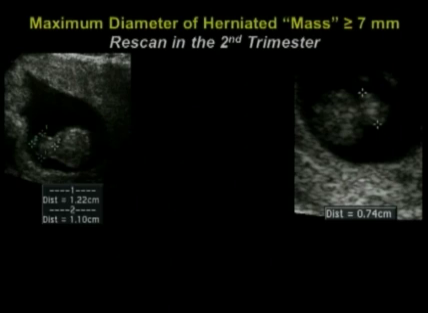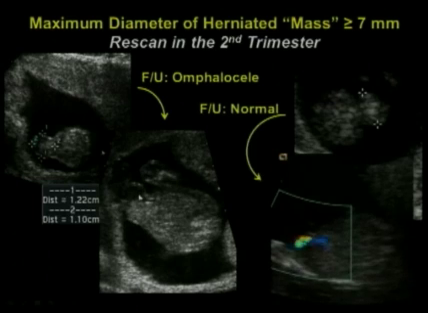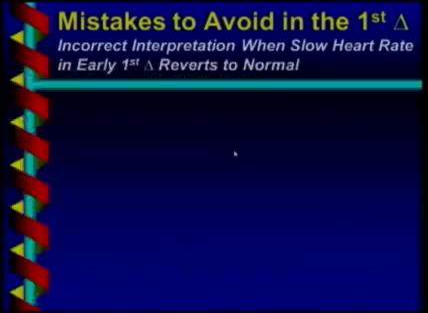On the other hand, here are two different women where the herniated mass is measuring over 7 millimeters. Here it's about 11 or 12. Here it's a little over 7 millimeters. In the infrequent case that they're over 7 millimeters, we recommend a rescan for a possible omphalocele. This one had one on follow-up. This is an omphalocele, and this patient on follow-up has a nice normal cord insertion.